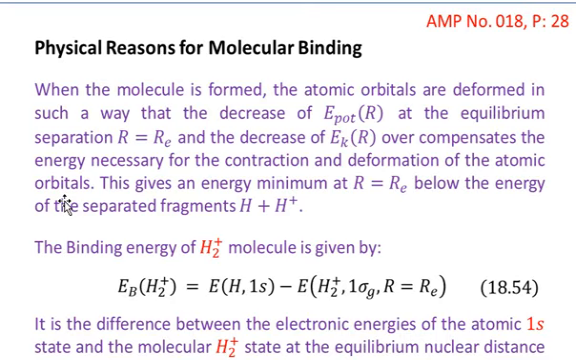And I have already said that this contraction and deformation of the orbitals occurs along the x and y axes. This gives the energy minimum at R equal to R_E, below the energy of the separated fragments.